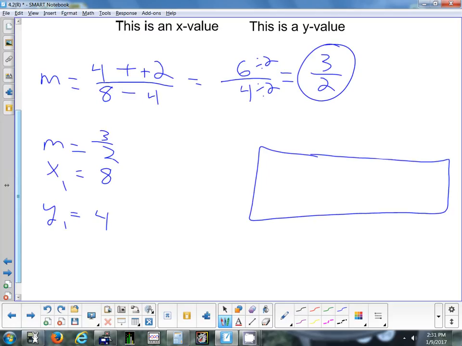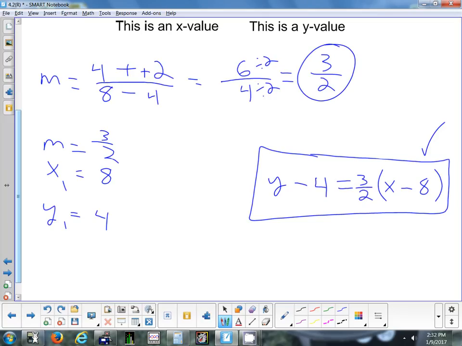And now, what's my final answer? Y equal. Y minus. Y. No. Oh, y minus 4. Yep. Then equals 3 over 2, parentheses, 8 minus. No, x minus 8. x minus 8. It's a lot of stuff to keep in the right order, but that's the answer. Okay, any questions on that?